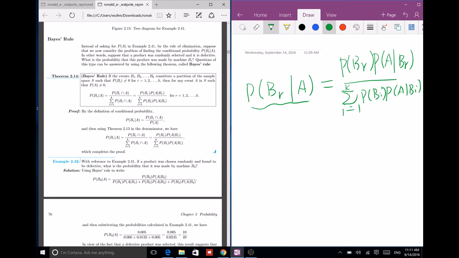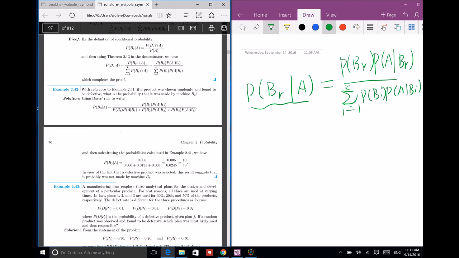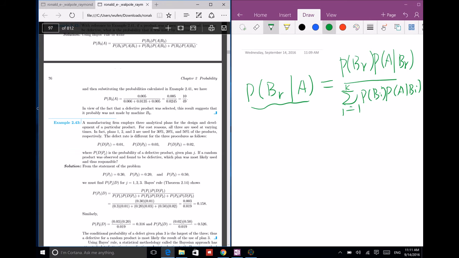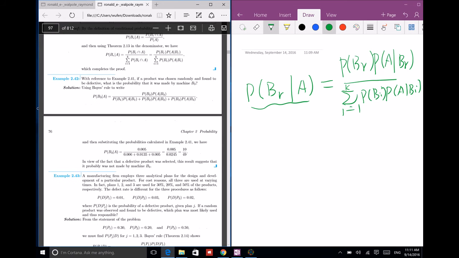Well, when you look at the formula, it's very complicated. But if you look at the example, it's not that hard. And I will also give you an explanation in one of your homework problems as well. For example, with reference to the previous example, if a product is randomly chosen and found to be defective, what's the probability that it was made by B3?